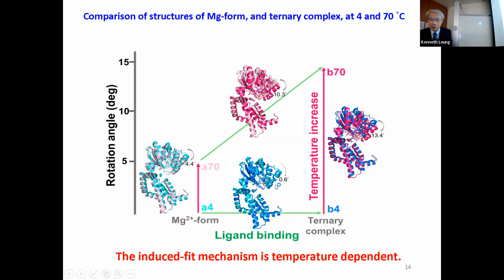And as you could see, and this is the same as what you see in the earlier slide, there is almost no conformational change at 4 degrees. Okay. But if you compare the two structures at 70 degrees, you see conformational changes. So this is a conformational change, pink color and the red color. The degree of change, we define it by the rotation angle. So this is a rotation angle of about 15 degrees. Okay.